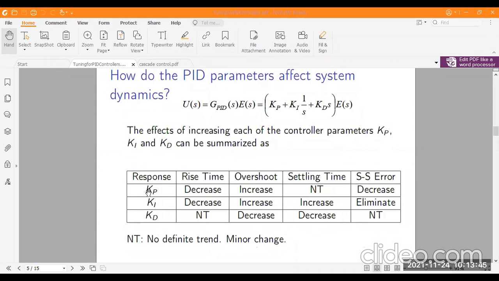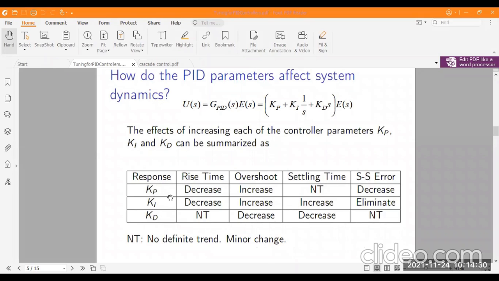For the proportional controller, rise time always decreases, but overshoot increases, and settling time has no definite trend, that is NT, meaning only minor or negligible changes. But steady state error always decreases with the proportional controller. That's why we use the proportional controller part in a PID controller.